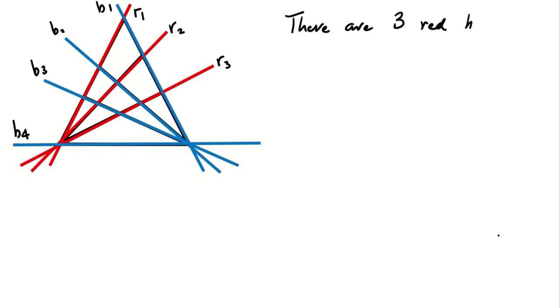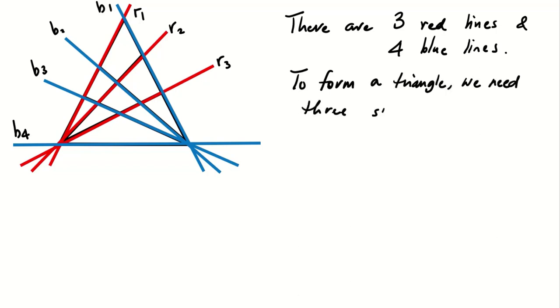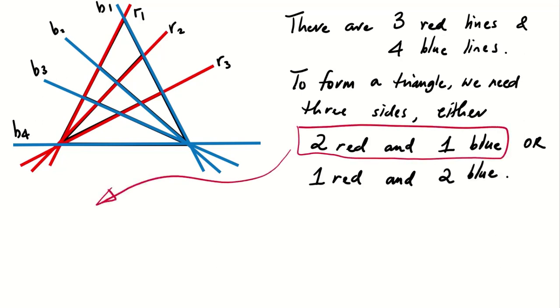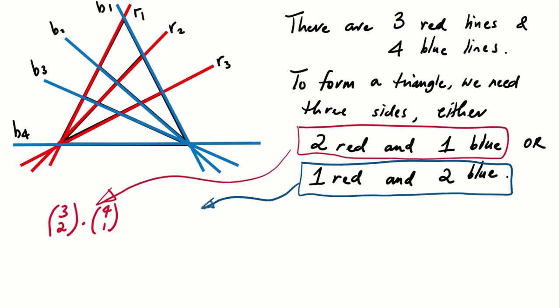With these 3 red lines and 4 blue lines, we know that any triangle formed must contain either 2 red lines and 1 blue line, or 1 red line and 2 blue lines. For the first case, the calculation is 3 choose 2 times 4 choose 1. For the second case, it is 3 choose 1 times 4 choose 2. Adding these two values, we get 30.